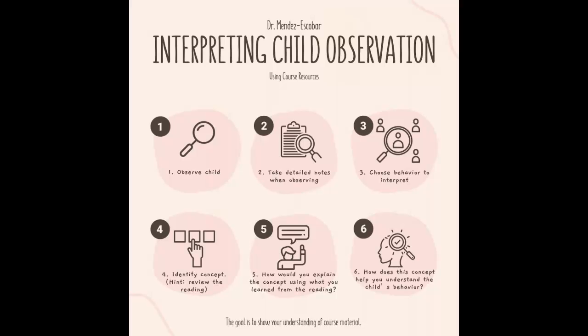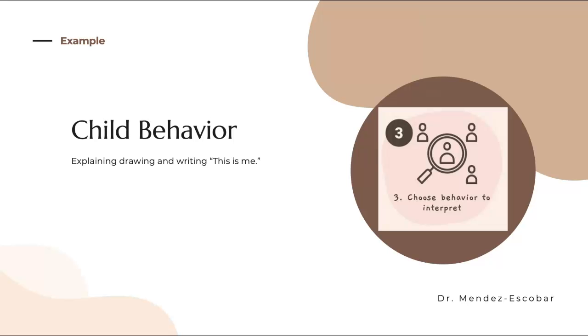Okay, so now we're going to look at steps 3, 4, 5, and 6 individually. For step 3, in the example, the child behavior that I'm choosing is the explanation of the drawing and writing the sentence, "This is me." So step 3, choose a behavior to interpret. This is the behavior that I'm going to be interpreting.